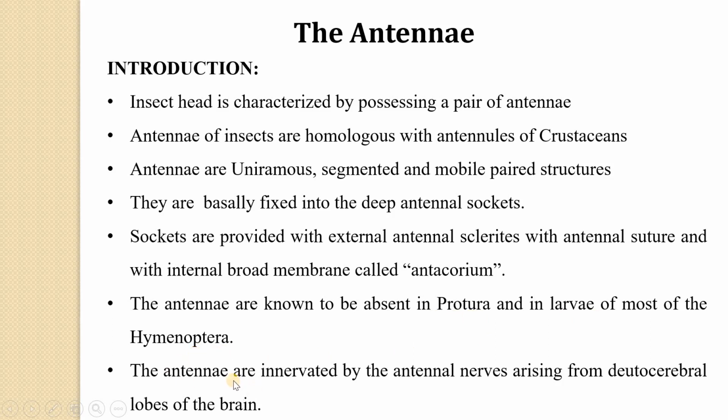Now these structures are typically innervated by the antennal nerves, arising from the deutocerebral lobe of the brain, because the deutocerebral ganglion is a composite ganglion belonging to the antennal segment. According to the classical theory, the antennal segment bears the antenna, and by the rule, the ganglion present in a segment provides nerve innervation to the organs belonging to that segment. Hence the deutocerebrum provides antennal nerves to the antennae. So this is the introduction to the antennae.